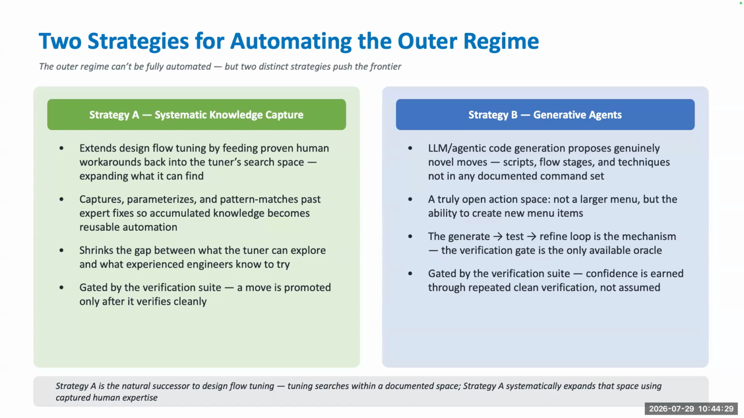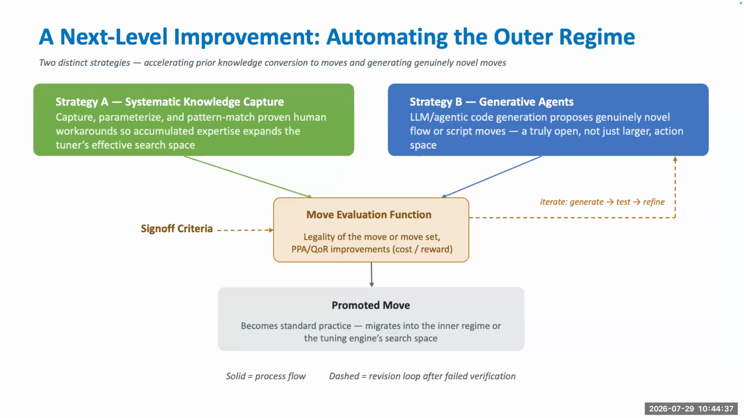While these two strategies are somewhat different in the way they're developed, they can actually work together too. So maybe a next level improvement to try to automate the outer regime would be trying multiple approaches and having a sort of training process, where we're evaluating moves, and then eventually moves get promoted into, let's say, the tuning parameter set. There are a lot of ways you could do this, but this is one approach. It eases our way there and allows gradual improvement.